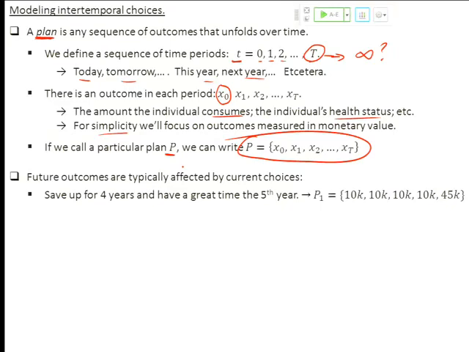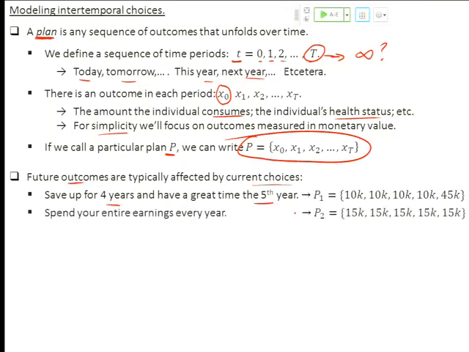How do you choose things? You do it by utility maximization, so now we need to build a utility function. We'll do that on the next slide. So here's just a very simple example of how future outcomes are affected by current choices. Suppose we have a situation where one plan would be you save $5,000 a year for 4 years and have a great time in the 5th year, whereas another would be you just spend your entire earnings every year.